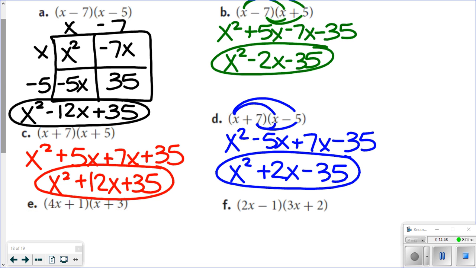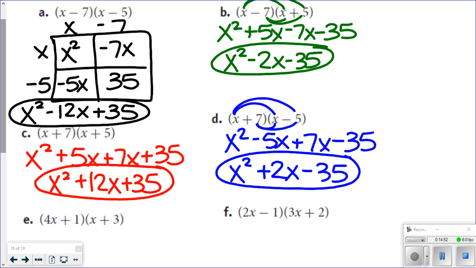Go ahead and check your answers for A, B, C, and D. When I look at these questions, I notice that they all have x's and 7s and 5s with a different combination of positives and negatives. So all of these questions were very similar, and so are their answers, but the book is showing you that your signs matter here, so pay attention to your signs.